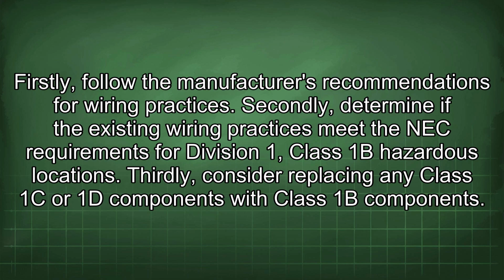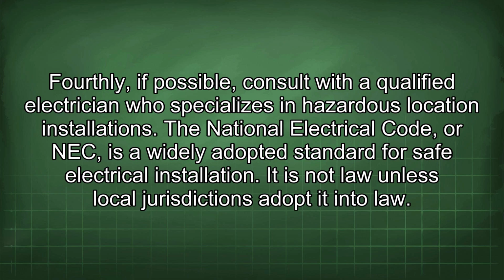Firstly, follow the manufacturer's recommendations for wiring practices. Secondly, determine if the existing wiring practices meet the NEC requirements for Division 1, Class 1B hazardous locations. Thirdly, consider replacing any Class 1C or 1D components with Class 1B components. Fourthly, if possible, consult with a qualified electrician who specializes in hazardous location installations.